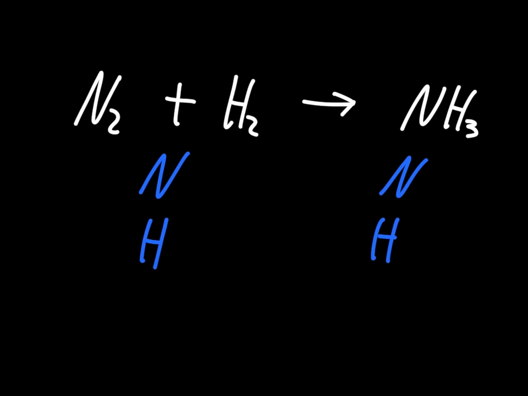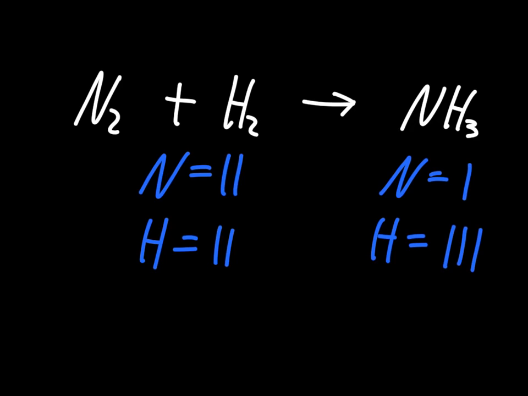So again, the first thing is to count up how many of each element we currently have. So there's 2 nitrogens. Again, the little subscript 2 tells us that one. And then we have 2 hydrogens. Now, on the other side, our numbers are vastly different. If we're looking at this over here, we only have 1 nitrogen, implied 1, and then 3 hydrogens. So in this case, all of the numbers are unbalanced.